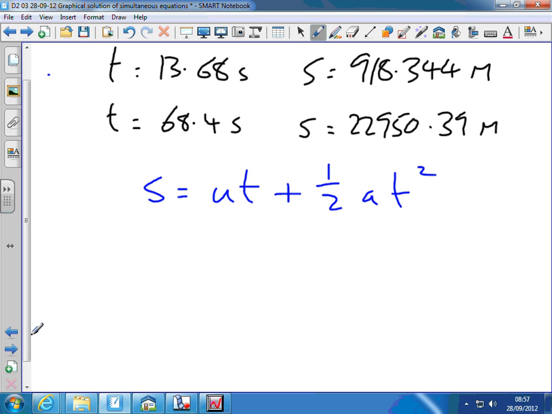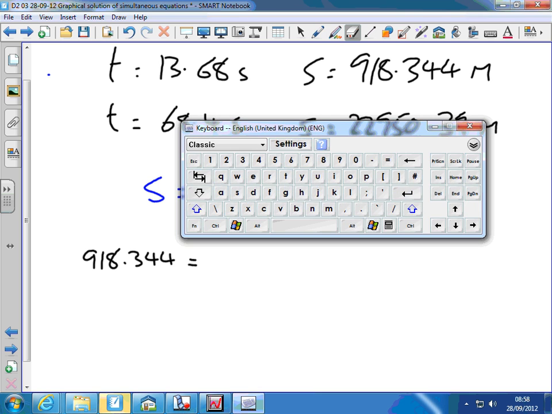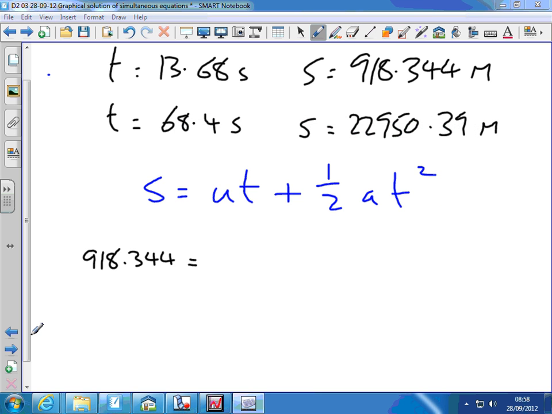Here's the function. So what we do is we know s. It's 918.344 equals. We don't know u, so that's just left as u. We know that the time, though, is 13.68. So it's u times 13.68, or 13.68u, to put the letter after the number. Okay? Equals, plus a half a, so 0.5 times a times t squared.